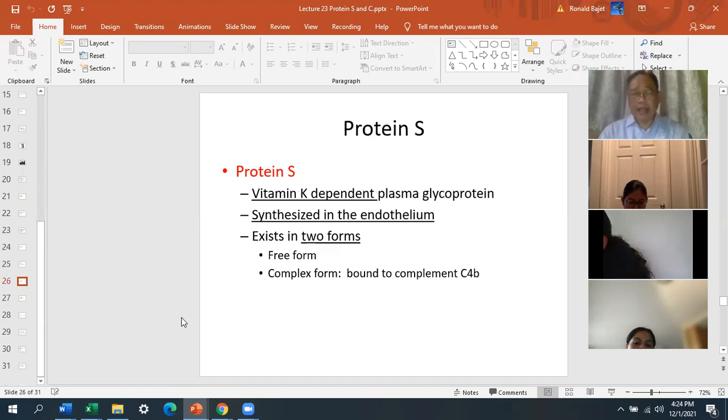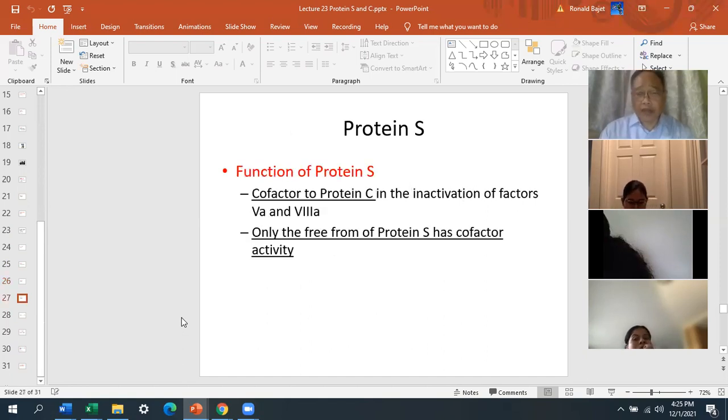Protein S, as I had mentioned earlier, just tags along with protein C. Protein S is vitamin K dependent. It's made in the endothelium and exists in two forms, a free form and a complex form bound to complement C4b. It doesn't really have that significant of a function, but it does have a function. It's a cofactor for protein C in the inactivation of factors 5A and 8A, and only the free form of protein S has cofactor ability.